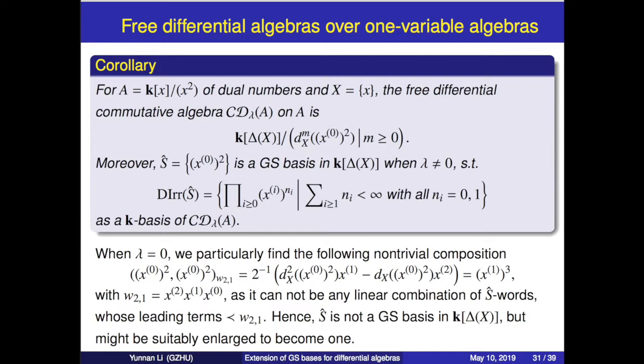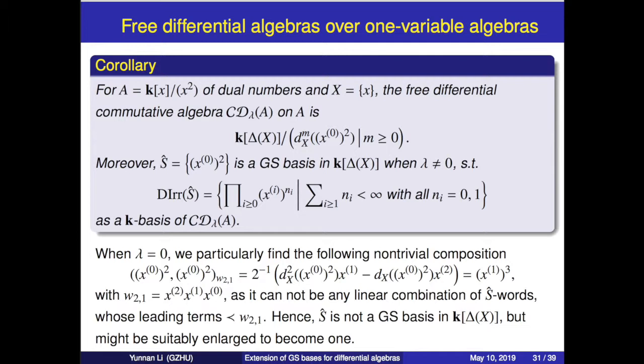This W_{m,n} is just the leading term of this and this. They are equal, the leading term. And this is just the composition of x0 squared and itself with respect to this W21. Then by definition, we check that this composition is non-trivial, so the S hat is not yet a global Shirshov basis in this case. We still need to further extend. So maybe we should put this x1 cubed into this S hat, but it's still not enough, in fact.